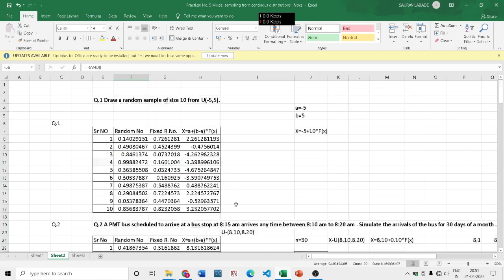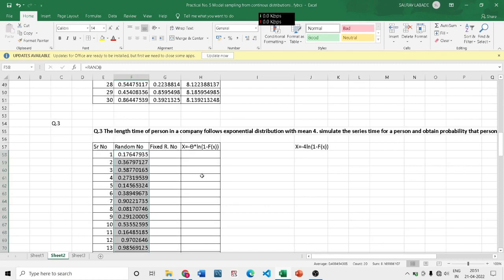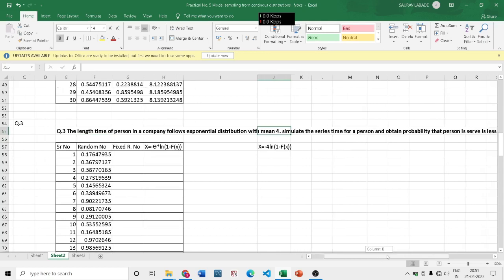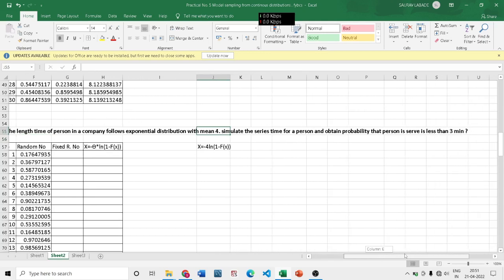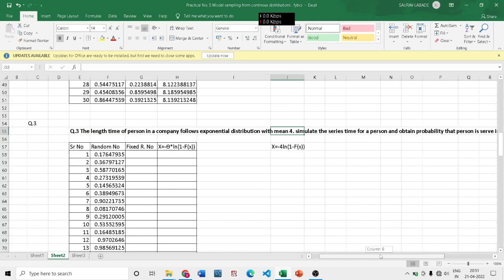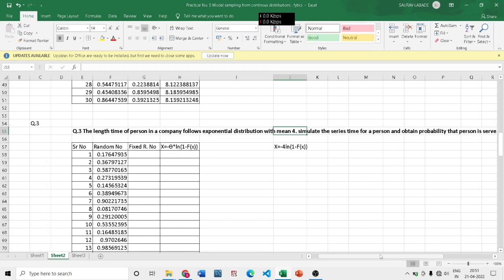Now here, what is the value of small n? Firstly we will read the question. What is the question? The service time of a person in the company follows an exponential distribution with mean 4. Simulate the service time for a person and obtain the probability that a person is served in less than 3 minutes. That is the thing we have to calculate here.